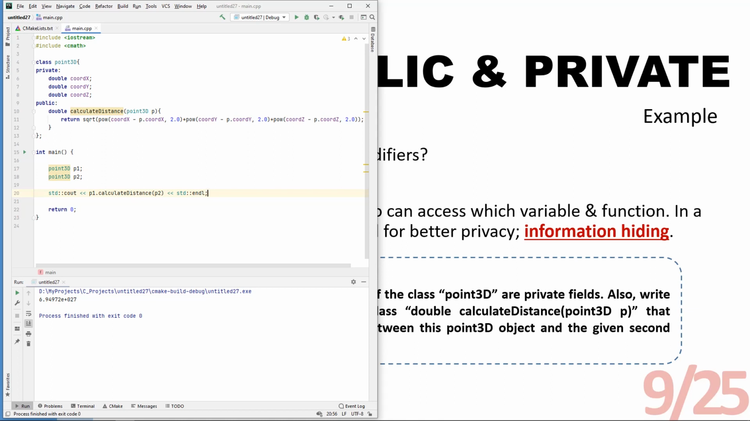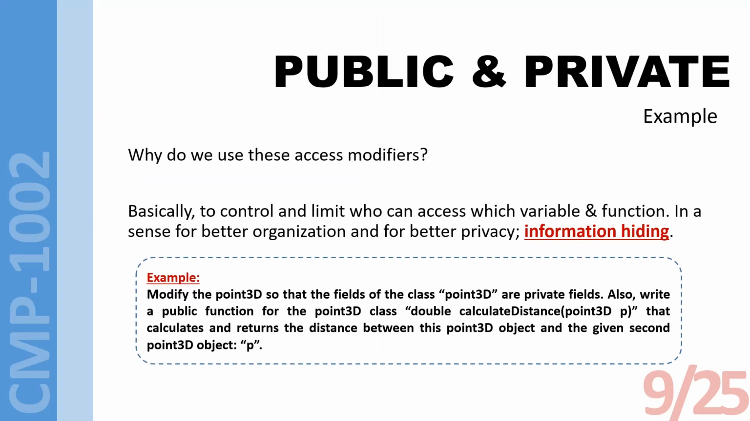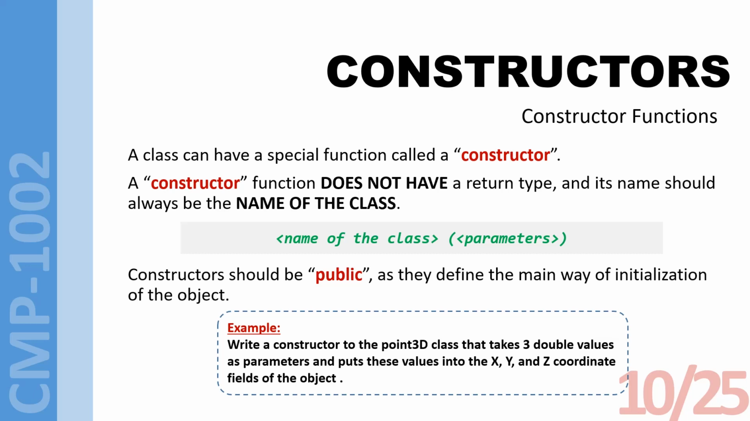But I cannot set the values of coord x, coord y, and coord z of these objects because they are private fields. So how am I going to initialize these fields in these objects? How am I going to do that? To this end, we have a special function called a constructor. A constructor does not have a return type, and the name should always be the name of the class. So it has a bit of special rules. You never type down a return type because there's no such thing, and the name is going to be the name of the class. So in our example, it's going to be Point3D.